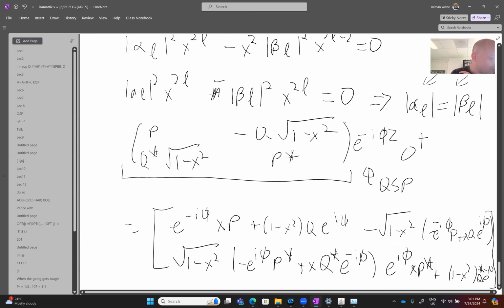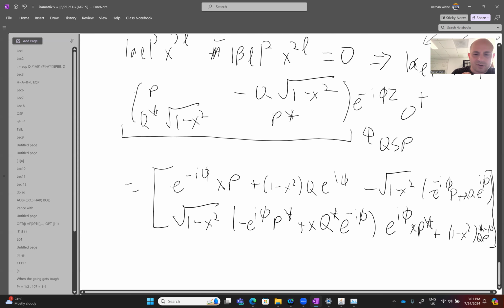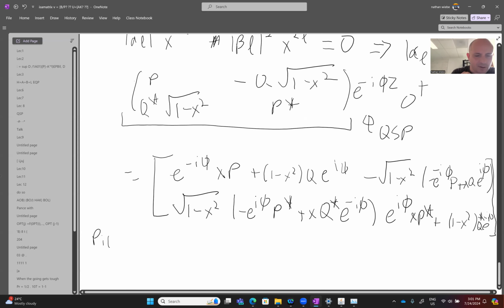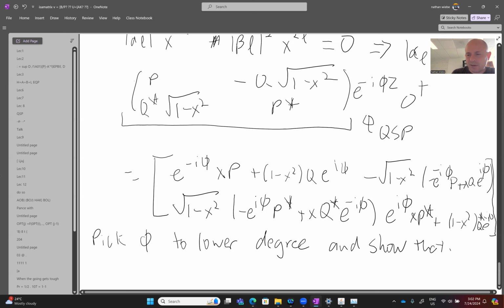Okay, great. And so now what we want to do is pick the phi to lower the degree and show that it is a valid polynomial of degree 1 lower. And this, by our induction hypothesis, will do the trick.